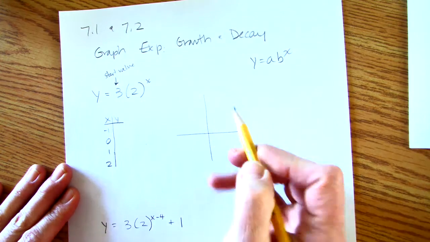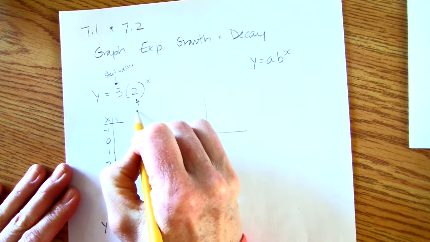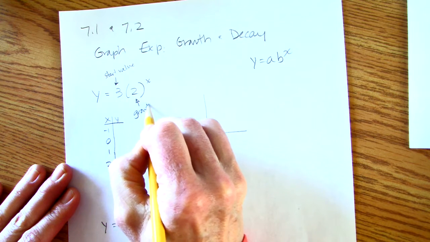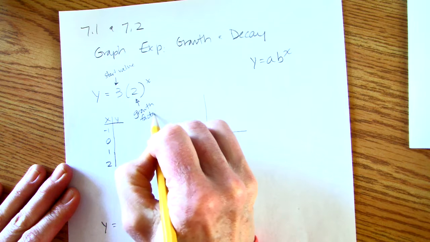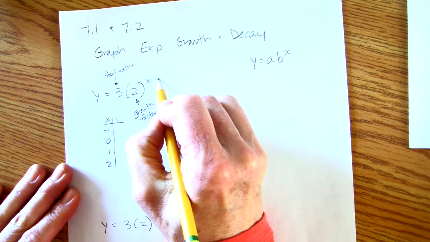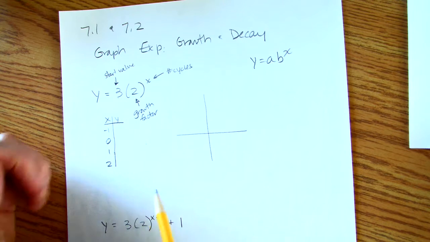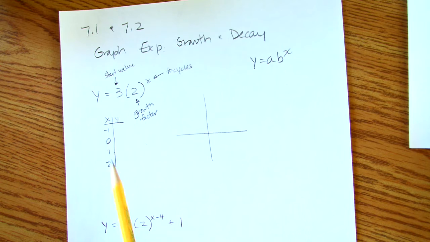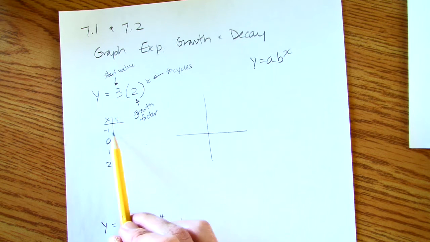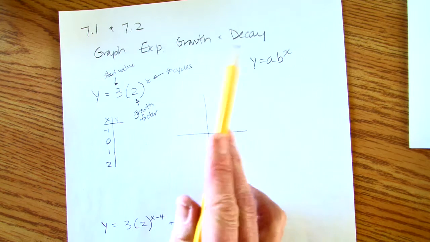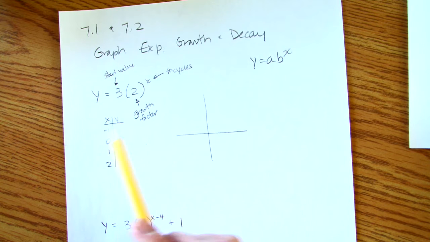If this is a number of cells, I have 3 cells and they're doubling. This is your growth factor. And then this is your number of cycles. So it kind of depends on how your quantity is growing. What are the cycles? Is it years? Is it months? Is it number of half-lives? Things like that. So if I want to graph an exponential growth or decay function, these numbers work pretty well.